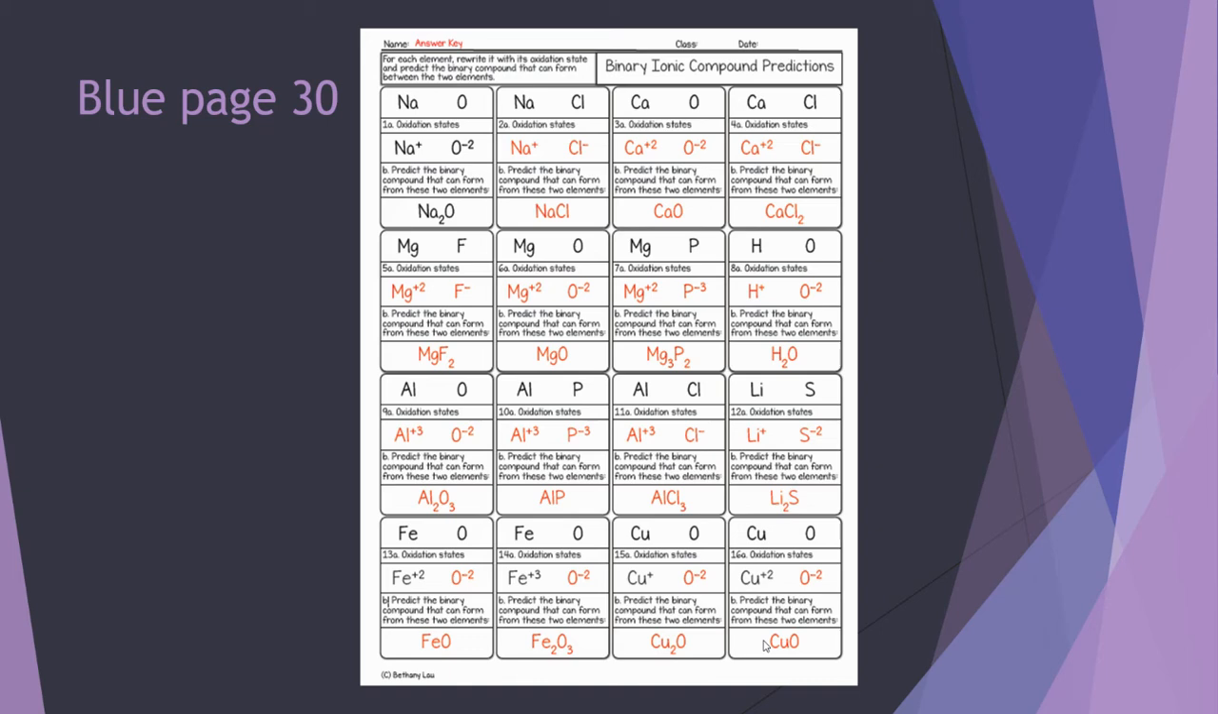Now you notice these two, we can't call them both copper oxide. We have to differentiate between the two, which is why when we're doing the naming, we have to identify the oxidation state in parentheses after the name of copper. So for 15, it would be copper, Roman numeral 1 in the parentheses, oxide. And for 16, it would be copper, Roman numeral 2, oxide. So that's page 30. Hopefully that answers any questions you had there.